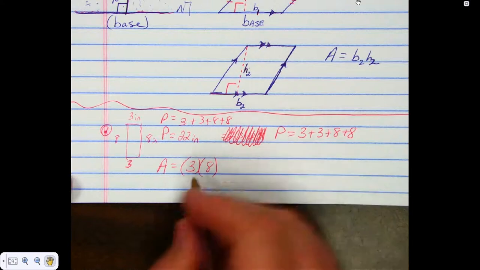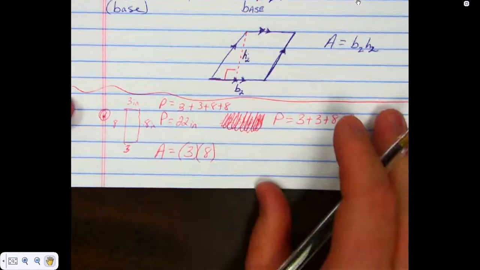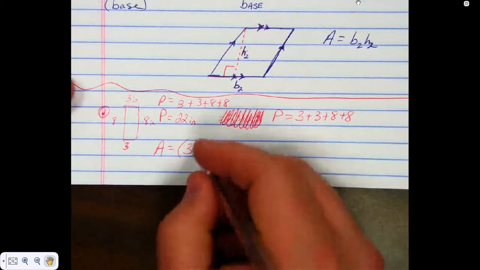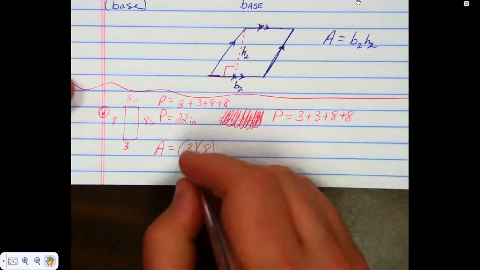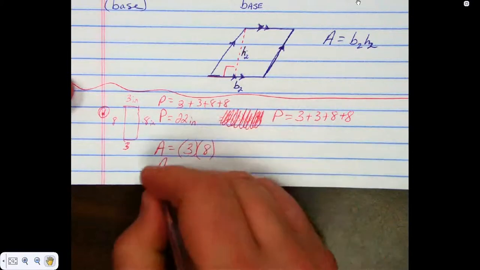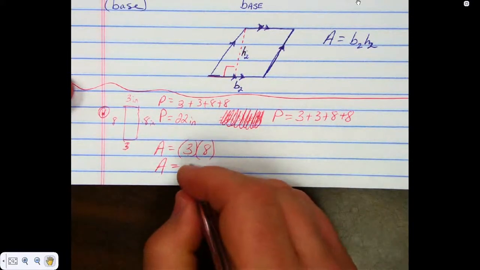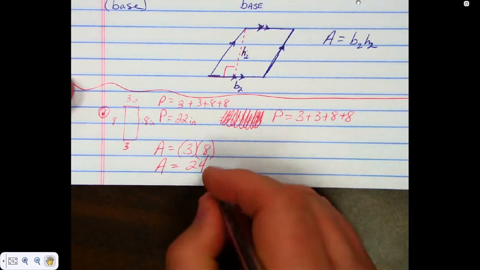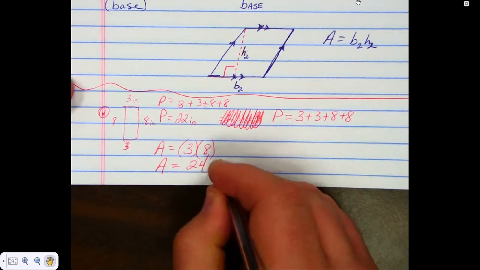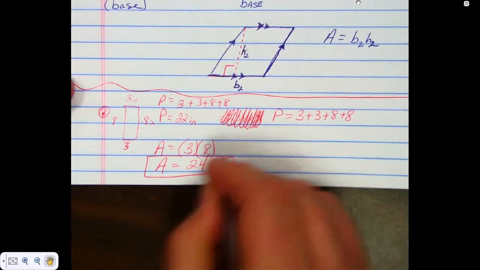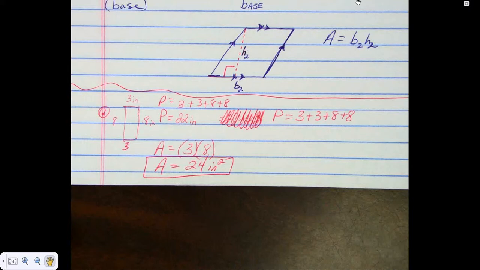No. Okay, now that I've ranted and raved about that. Area, 3 times 8. Now, I put it in here without the units, because that can get confusing. Only do that if you can write the answer correctly. The answer is 24 what? Square inches. Have to write that.